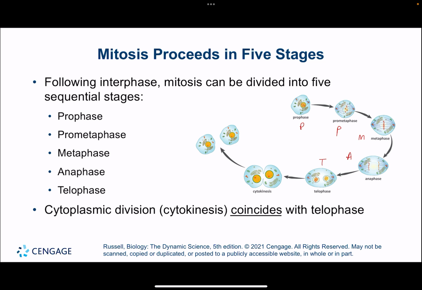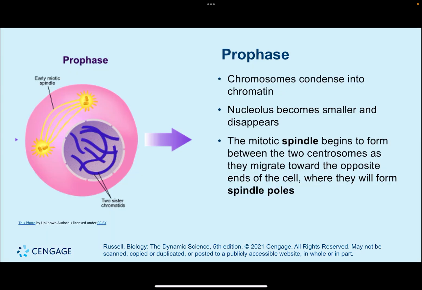Now, ma'am, what happens in prophase? So here's what happens during prophase. The chromosomes shorten, thicken, and become visible as thick rods. So from being long, like that, the chromosome will condense.